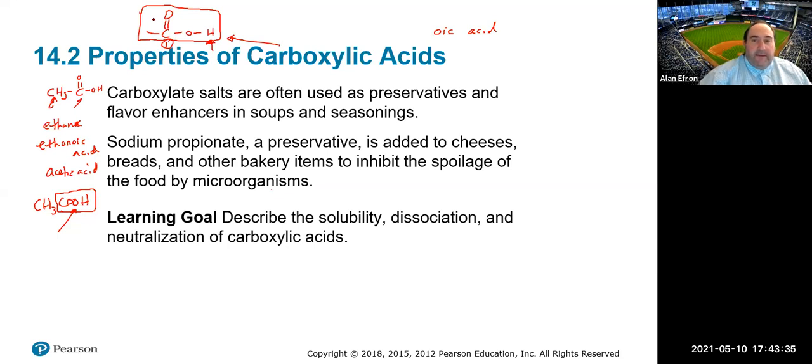So let's talk a little bit about some properties of these carboxylic acids. A lot of times carboxylate salts are used as preservatives and flavor enhancers in soups and seasonings. Carboxylate salts are basically carboxylic acids that don't have the hydrogen part of it. So this is basically what that is. Remember, a salt is really like an ionic compound, so this sort of situation is happening.